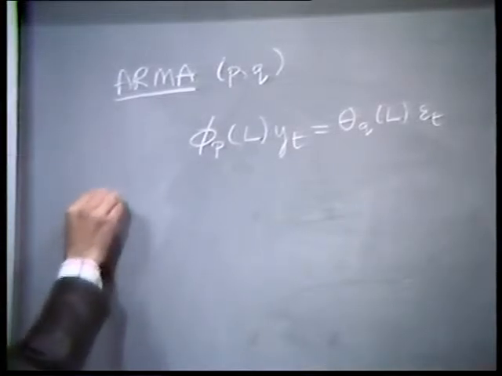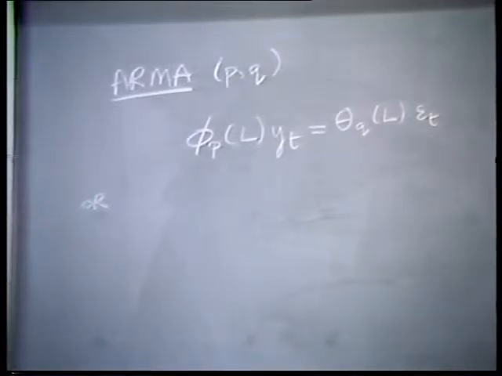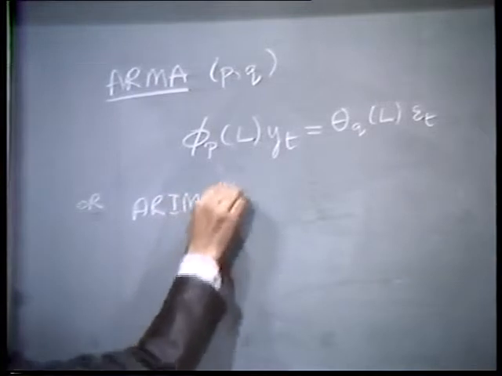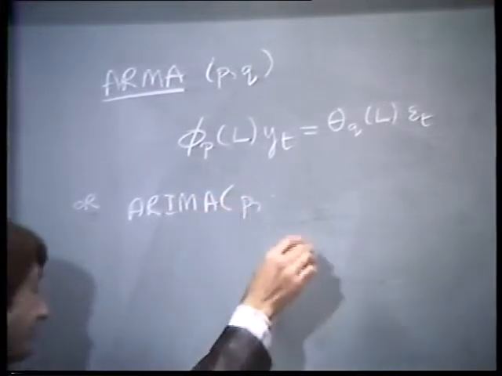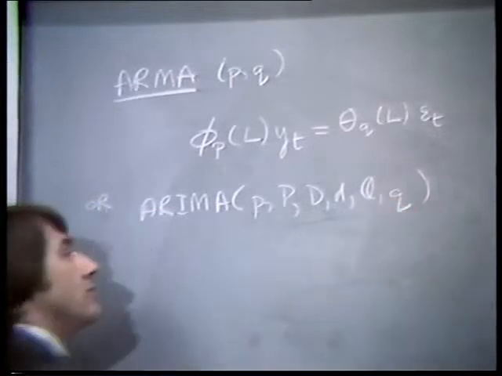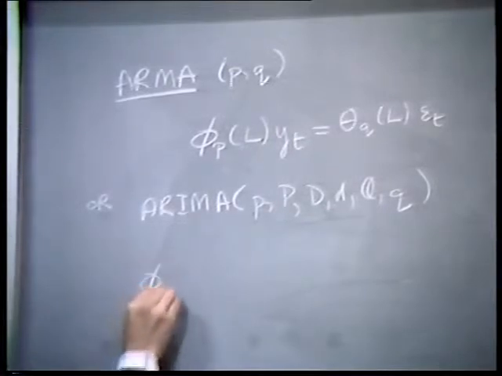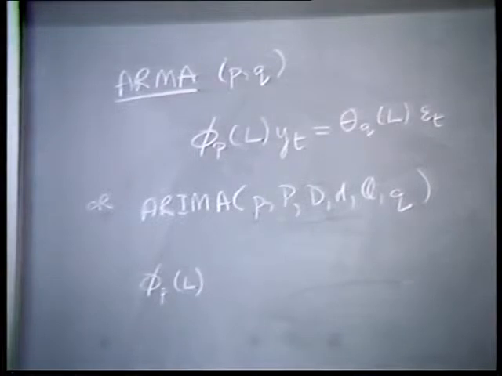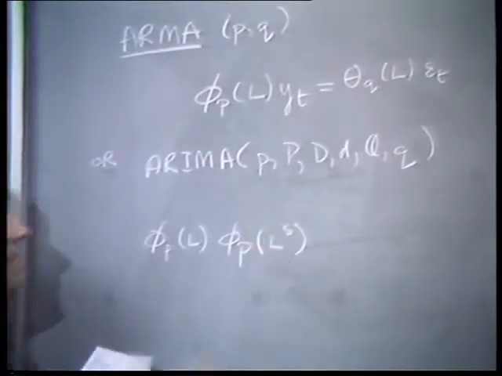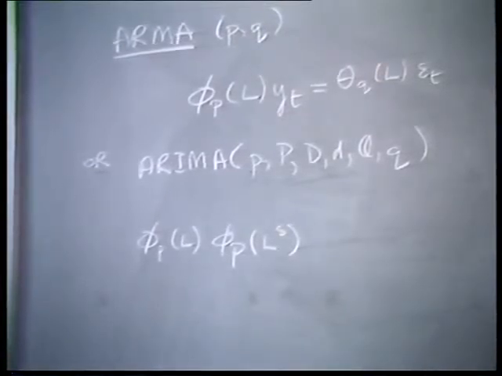Or alternatively, we can move to the ARIMA type of model where we've introduced differencing, either the straight differencing or seasonal differencing, so that we could consider a model where we have all those parameters to determine empirically from the data, and the model is now phi of L and then phi capital P of L to the power S, where S is the period of seasonality, so that if we're dealing with quarterly data, S would be 4.